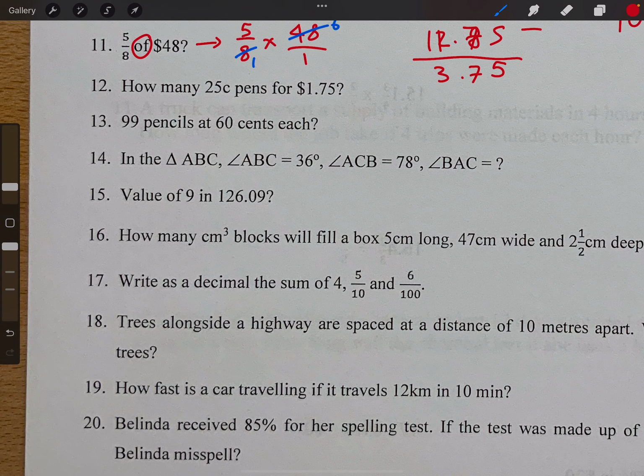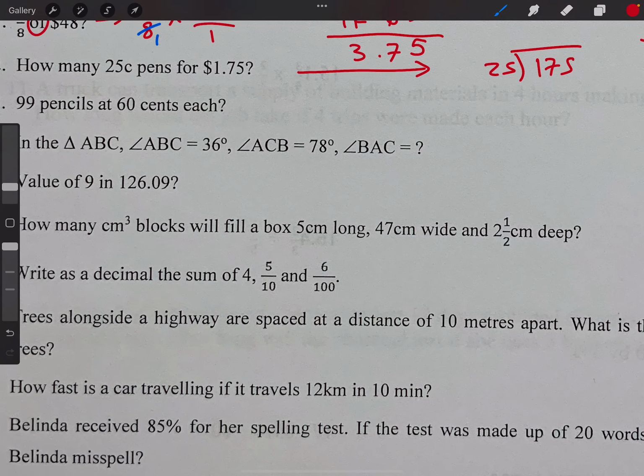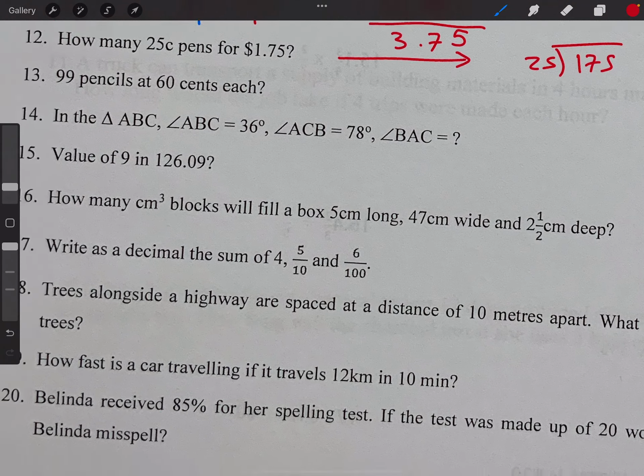Question 12. How many 25 cents for $1.75? So all you've got to do is do $1.75 or 175 cents divided by 25 cents. Work out how many 25 cents go into 175.